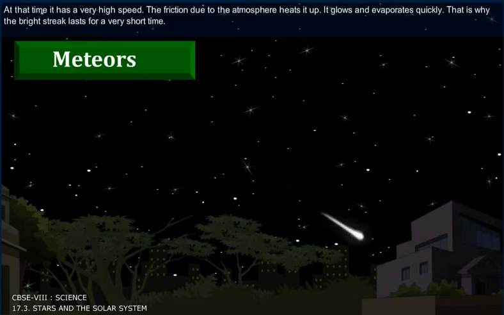At that time, it has very high speed. The friction due to the atmosphere heats it up. It glows and evaporates quickly. That is why the bright streak lasts for a very short time.